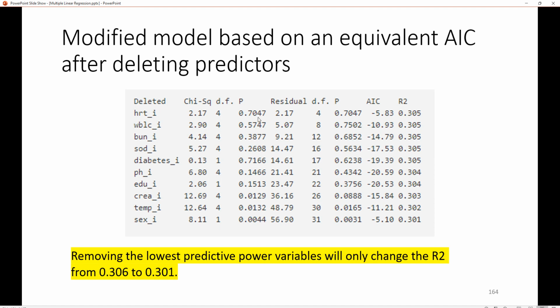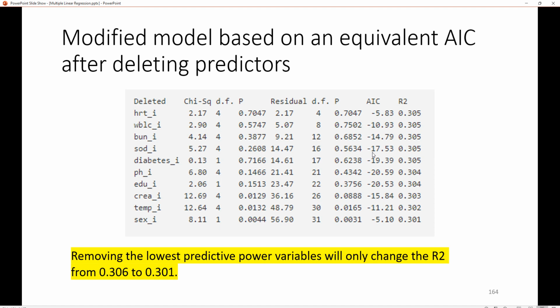The p-value would be 0.7047, but it's probably most useful to go to that very last column on the right under r-square. And that 0.305 value indicates that if we were to delete heart rate from that analysis, that would leave us with an r-square of 0.305. We're making these decisions based on the change in the AIC.